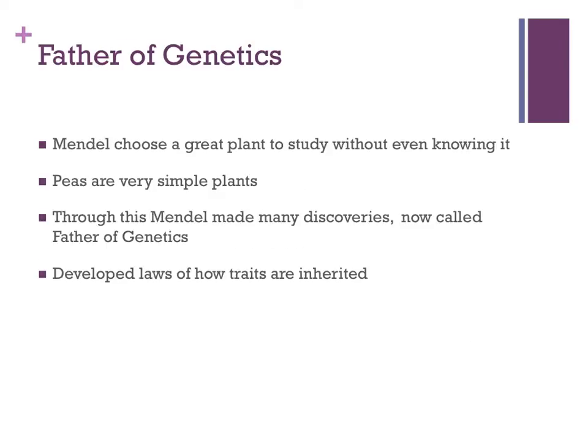So like I already said, Mendel chose a great plant to study with the pea. Peas are simple, one trait or the other, or one version of the trait or the other. So now Mendel is called the father of genetics. He was the one who actually gave us or showed us what these laws of inheritance of traits would be. And we're going to learn about all of those laws or those rules or how things are inherited.